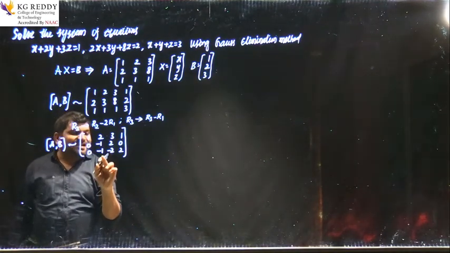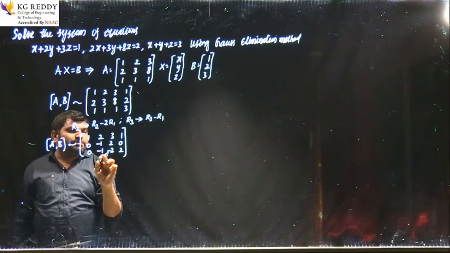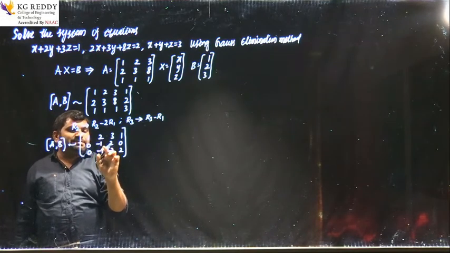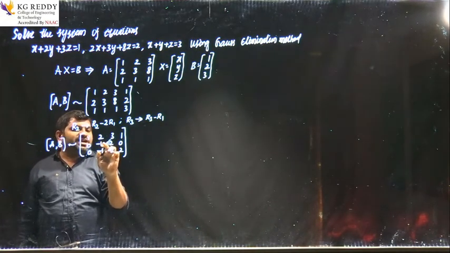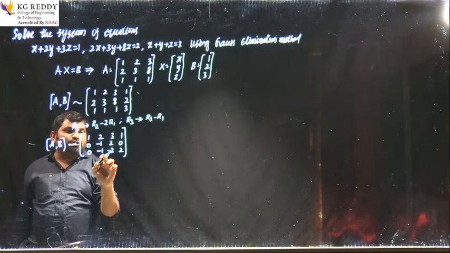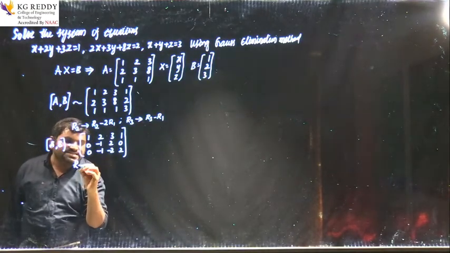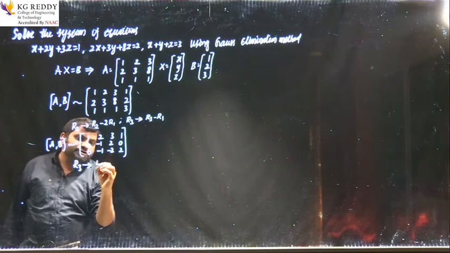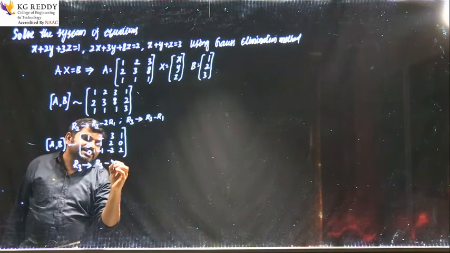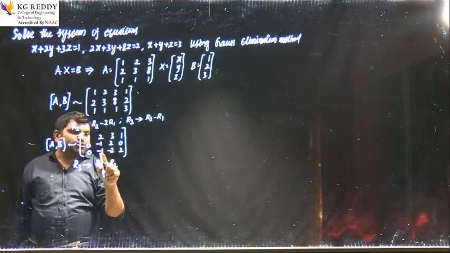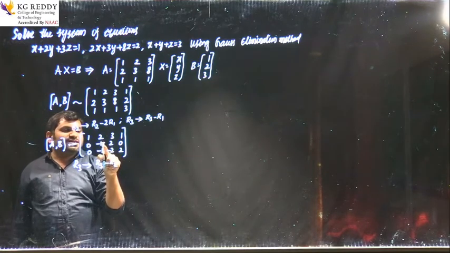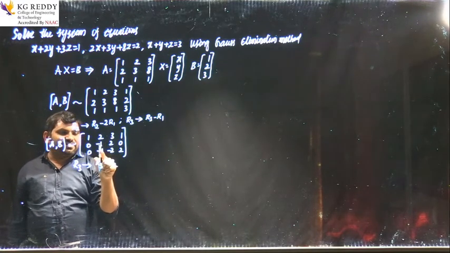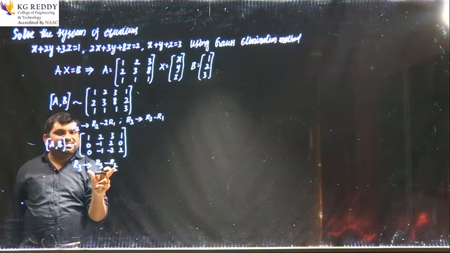Then come to the second column. In the second column we need to choose the second element. Using this we have to make this element 0. For that I am changing R3. Therefore R3 becomes R3 minus R2, minus 1 minus of minus 1. So it means 0 will come here. For that only I am using this formula.